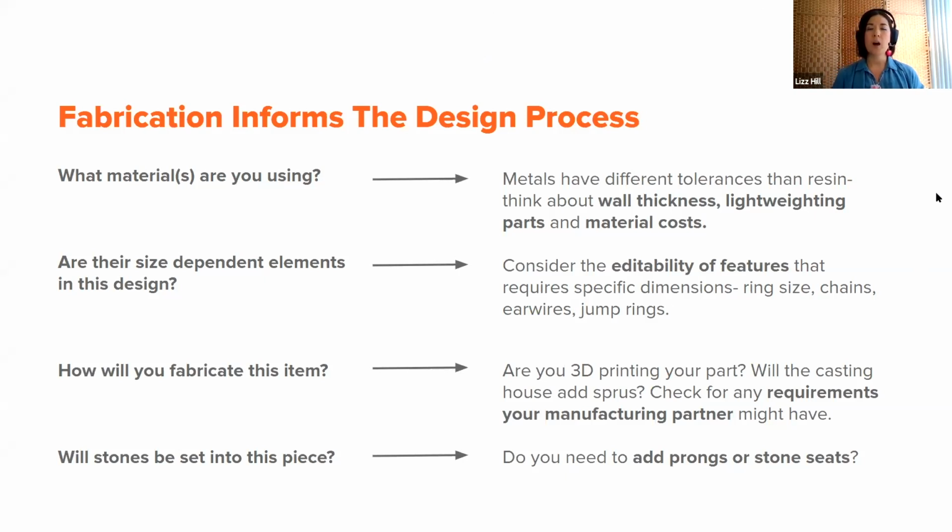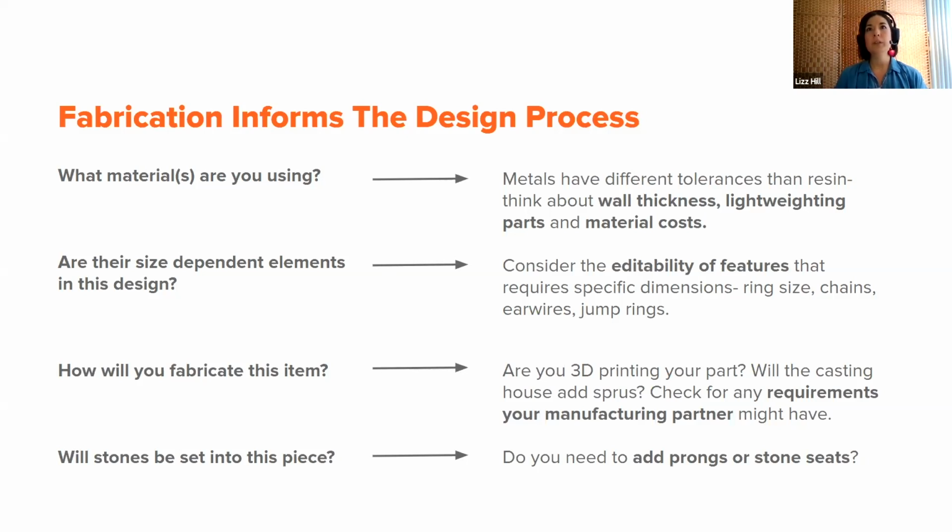When I say that, I mean that metals have different tolerances than resin. If you're ultimately fabricating in metal versus resin, you'll want to design your part differently. So think about wall thickness, lightweighting those parts, reducing the material cost, reducing the density if you're making this in metal. If you're making this in plastic or a resin versus sterling silver, the costs are much different. Are there size-dependent elements in your design?